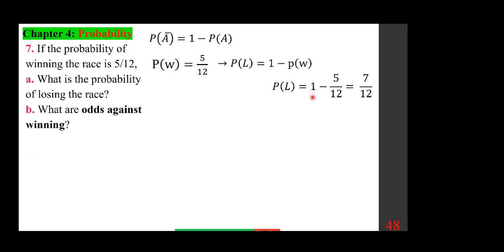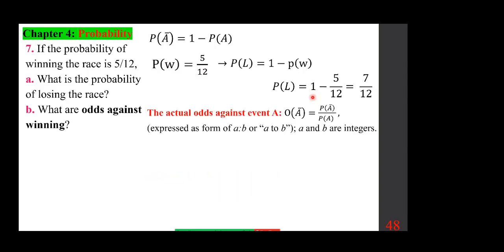What are odds against winning? By definition, the actual odds against an event is defined as the probability of its complement over the probability of itself. So this is odds against. Odds for losing or against winning, these two notations I'm using because they both mean the same thing. Odds against winning, so W with the bar, or odds for losing, would be the probability of losing over the probability of winning. So we write those numbers, 7 over 12, 5 over 12.